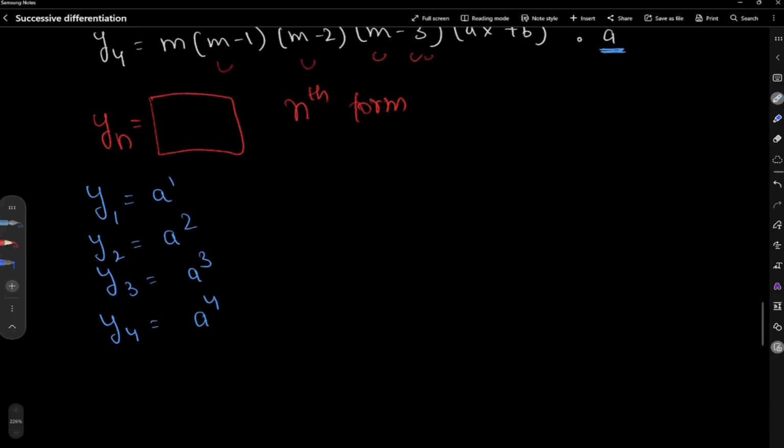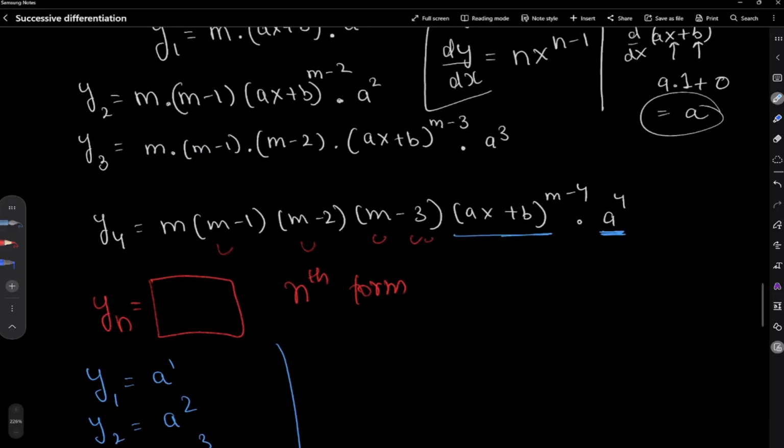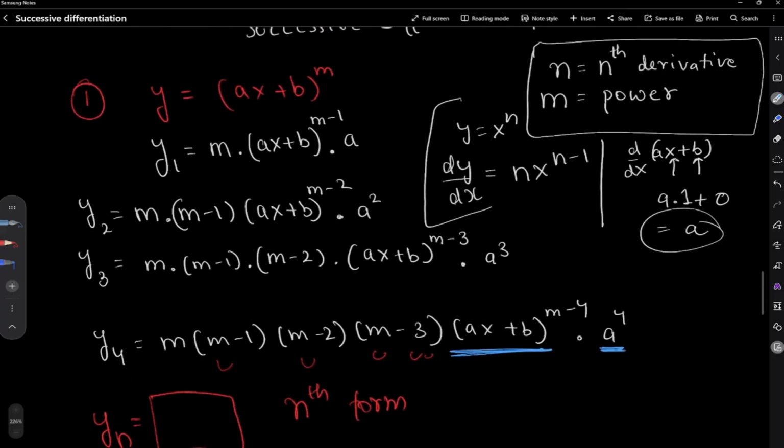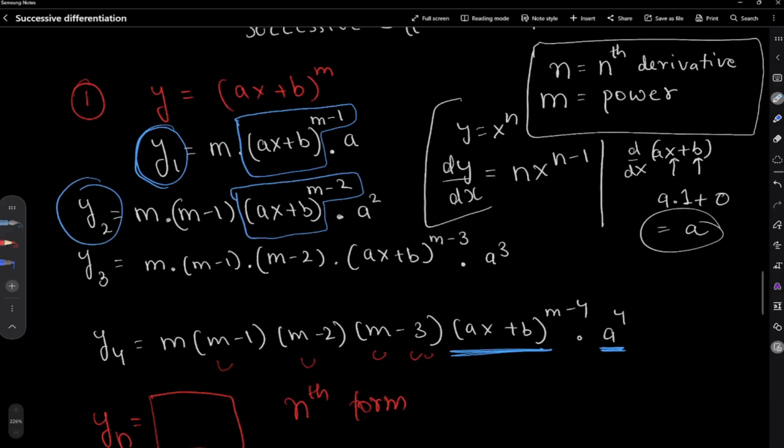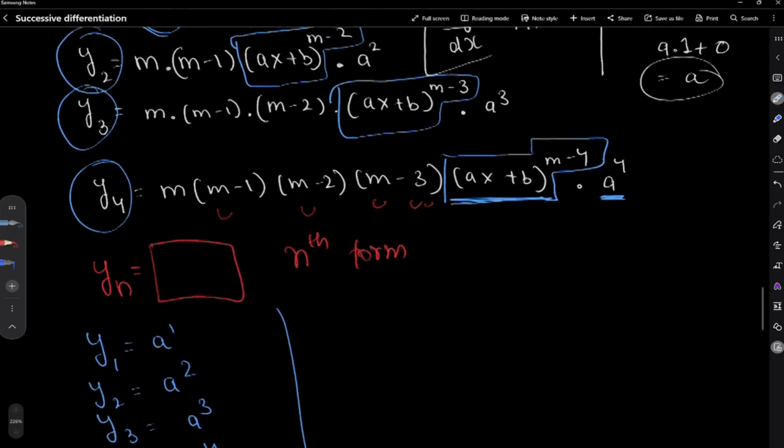So after this I'll move on to ax plus b. I'll go back to the start and I'll check that for the first derivative it's (ax plus b) raised to the power m minus 1. For the second derivative it's (ax plus b) raised to the power m minus 2. Third it's (ax plus b) raised to the power m minus 3. And lastly for the fourth it's (ax plus b) raised to the power m minus 4. I think you guys can start seeing the pattern here, which will help us in making the general equation.